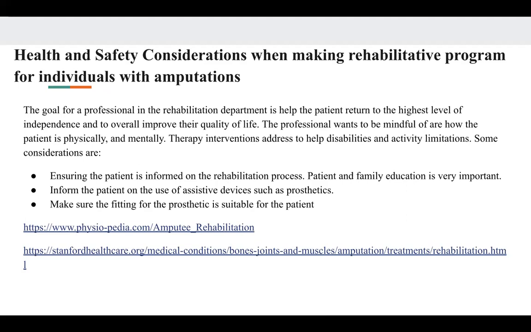Also, you want to make sure that patients are informed on assistive devices such as prosthetics. And if they do decide to use prosthetics, you want to make sure that the prosthetics fit properly for that patient, because the overall goal of the rehab department is to make sure that the patient can regain their level of independence and improve their quality of life.